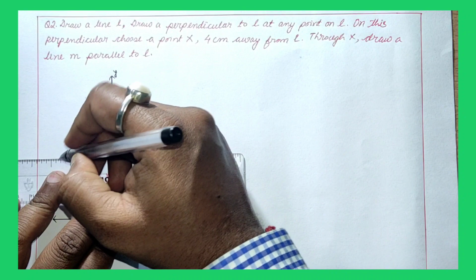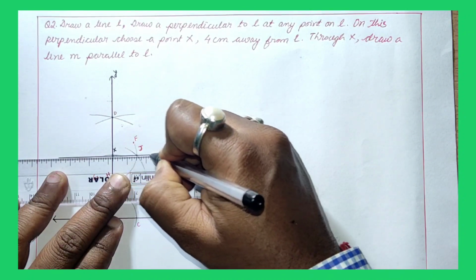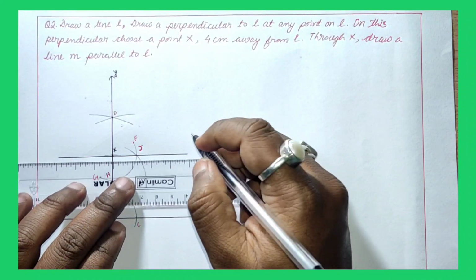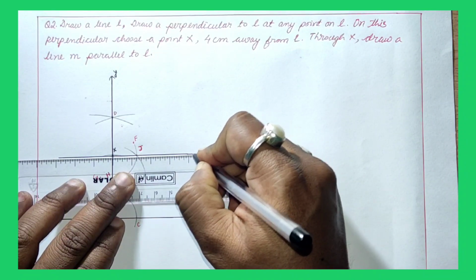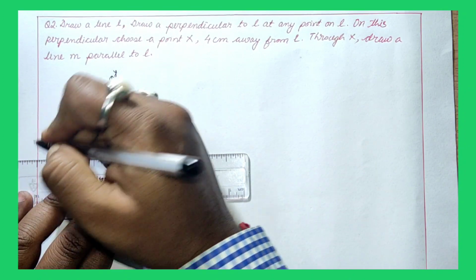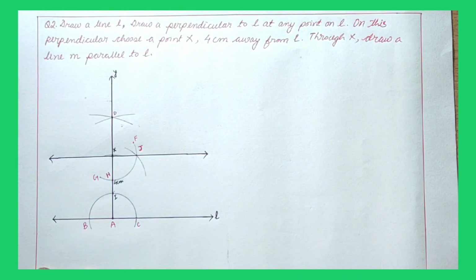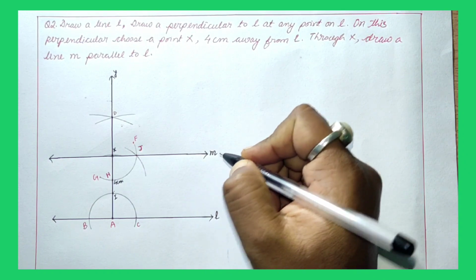I have to join this point XJ and extend it on both sides so that it becomes parallel to the line L. Now I have to give a name to this, so I am giving it as M.